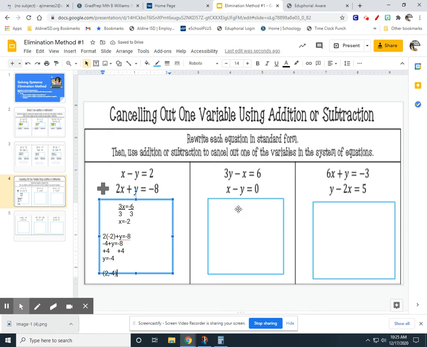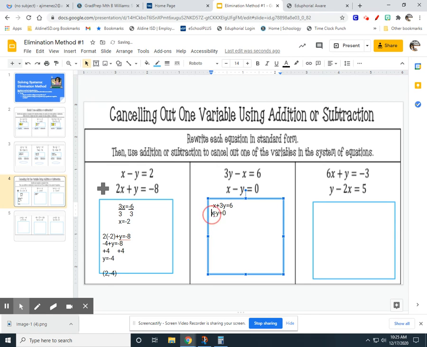Let's go ahead and go to this one. Alright, let's go to this one right here. Alright, can't do anything because they're not on the same thing, so we're going to do negative x plus 3y equals 6. All I did was change the order of the first two, just moved around their signs. And x minus y is equal to 0.